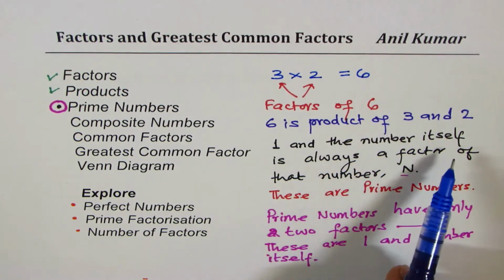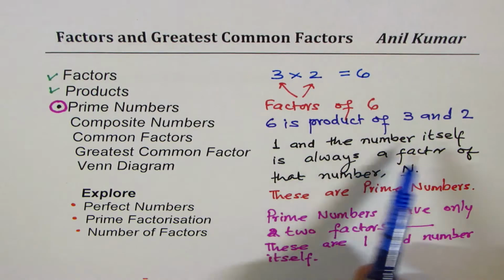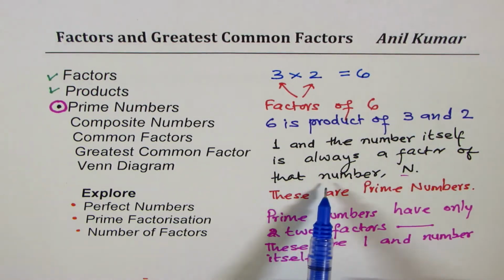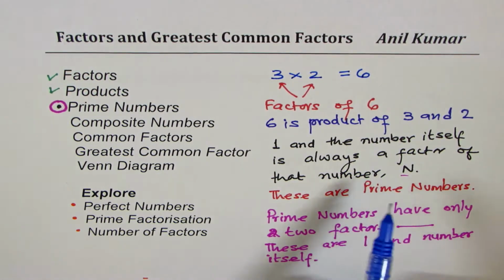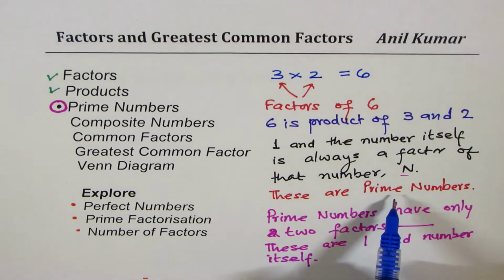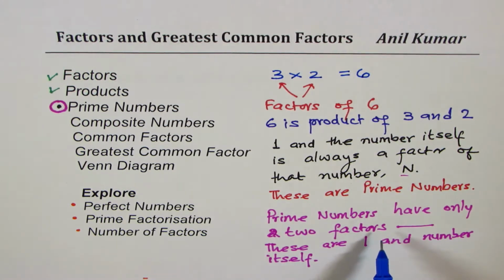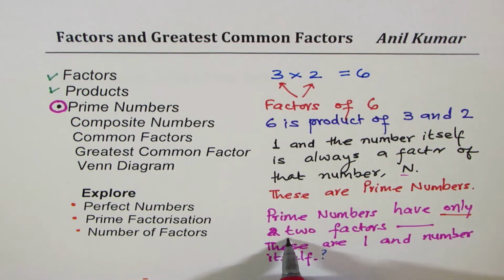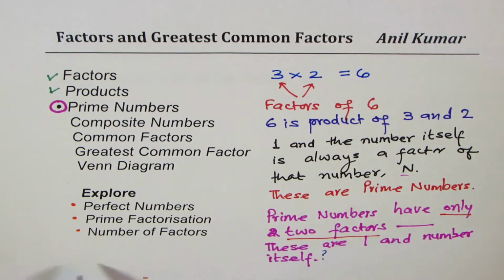Now my question is, we know 1 and the number itself is always a factor of any number. So if we have the number itself as a factor of any number, then are those numbers prime numbers? That's a question to think about. Prime numbers have only 2 factors. The key here is that they have only 2 factors. So to this rule, we have one exception.